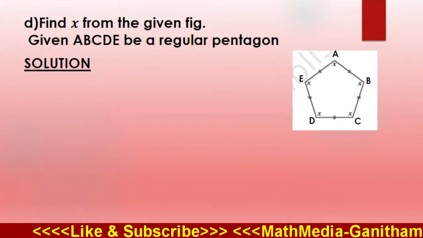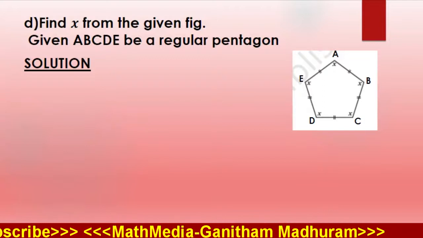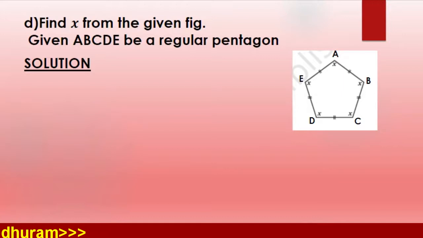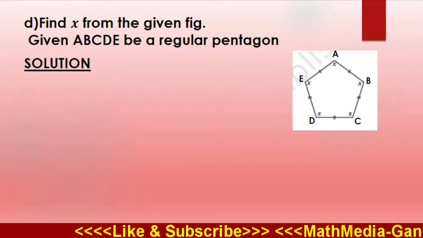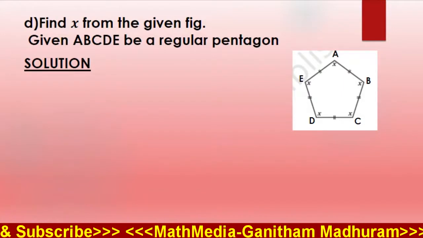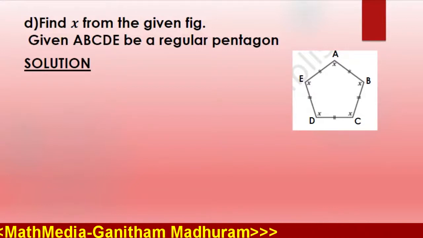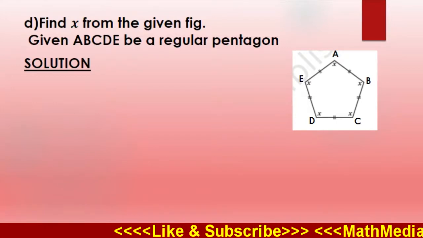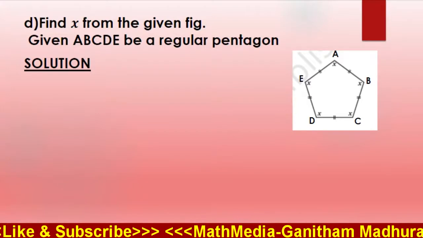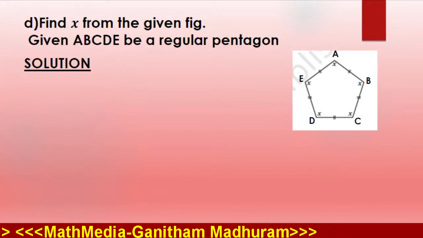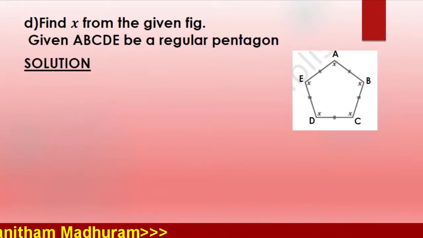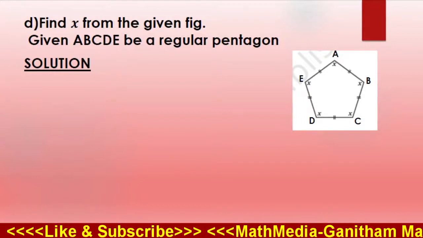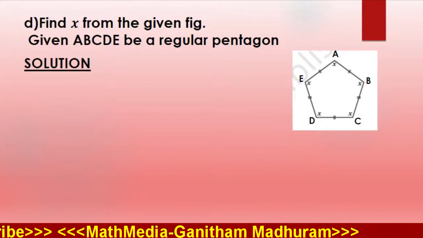Next question, question D. Find x from the given figure. We observe that the given figure ABCDE is a regular pentagon. Regular pentagon means a pentagon whose all sides are equal in length and all angles are of equal measure. And we know the sum of angles of a pentagon is 540 degrees. By using the angle sum property of a pentagon, we can find the unknown angle x.